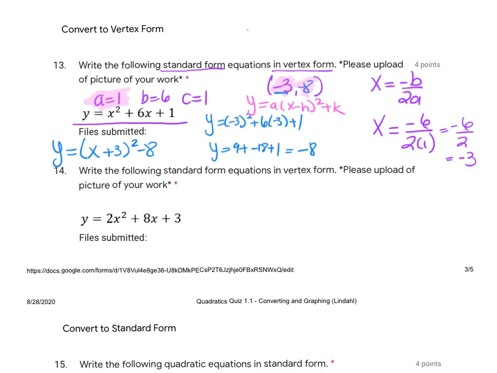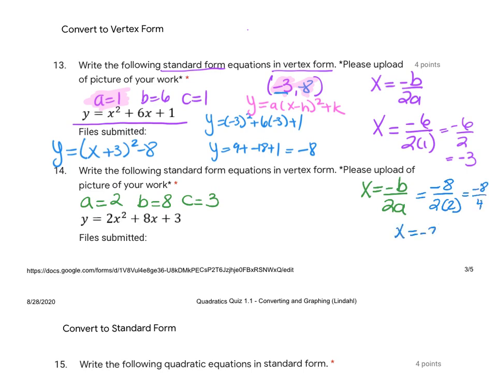In this problem, we're going to do it similarly to the one above. I am going to still use x equals opposite b over 2a. So the first thing I want to think about is what is a, what is b, and what is c. So my a is going to be 2, my b is 8, and my c is 3. So when I go to substitute this into the formula, I'm going to do negative b, or negative 8, over 2 times a, which is 2. So I'm going to have negative 8 over 4, or x is going to equal negative 2. So I know that the x of my vertex is negative 2.